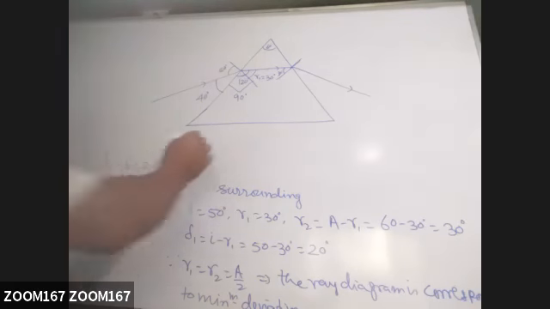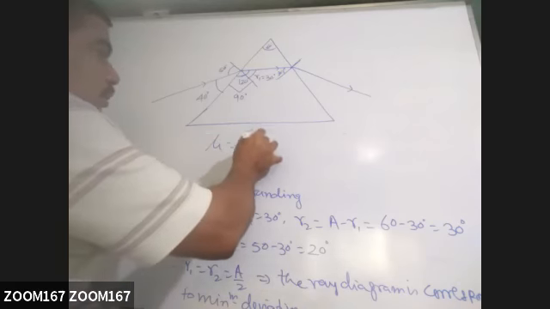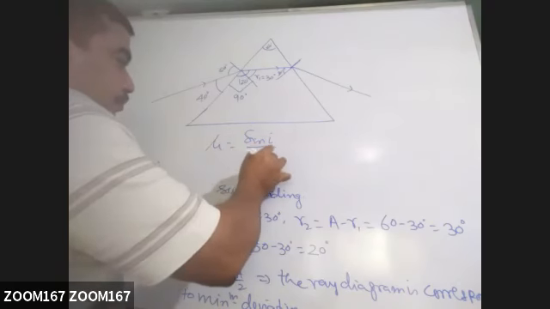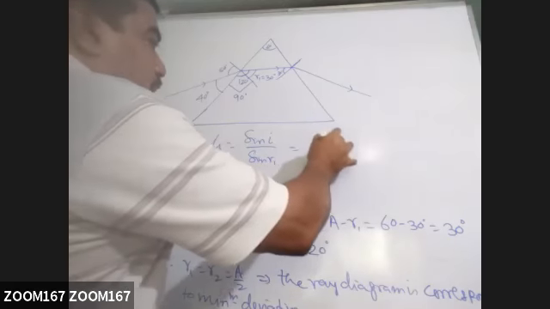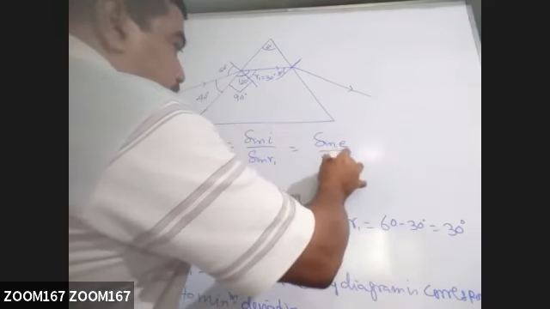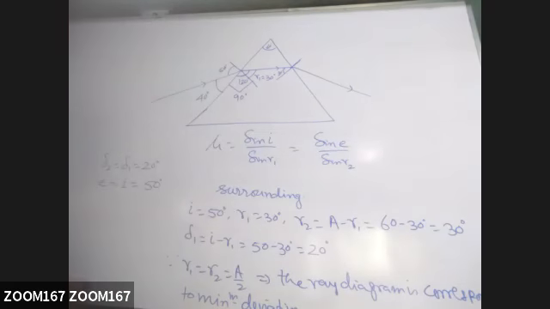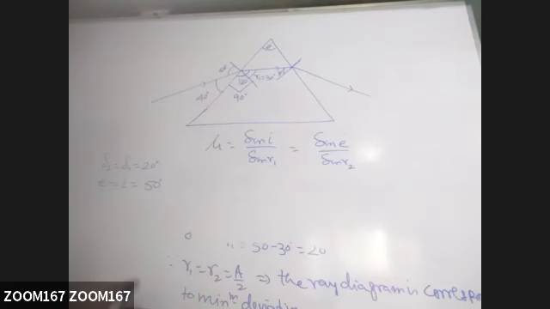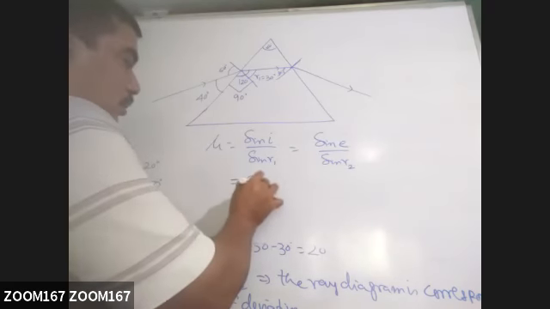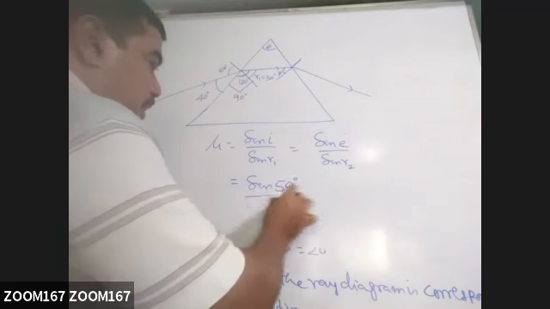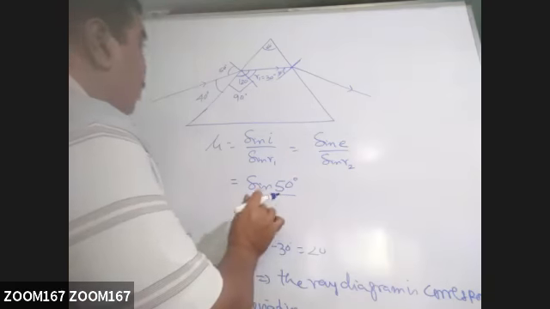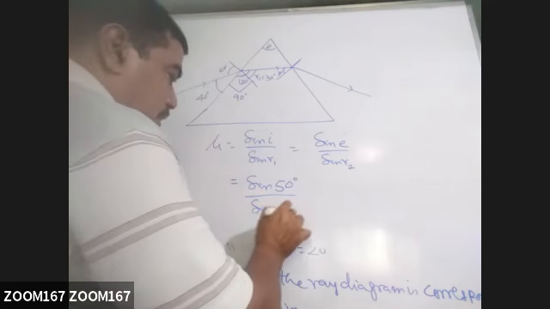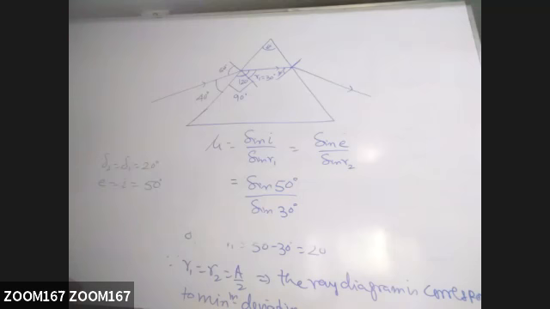Now what is refractive index? So this mu is sin I over sin R1, or it may be sin E over sin R2. So it is sin 50 degree by sin 30 degree. R1 is how much? 30 degree. Angle of incidence 50, angle of refraction is 30 degree.